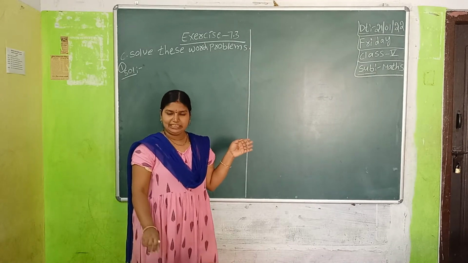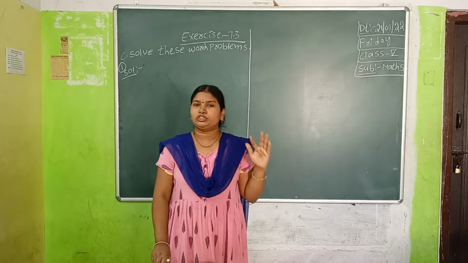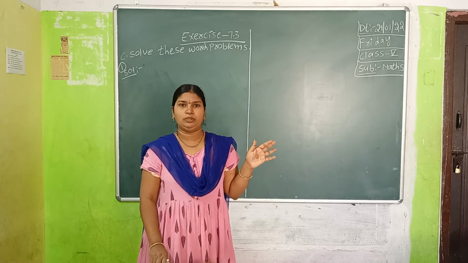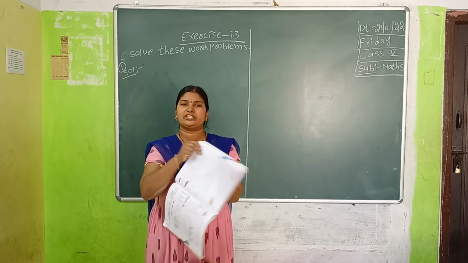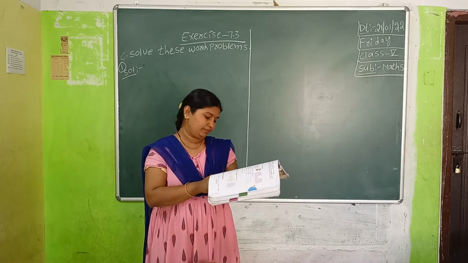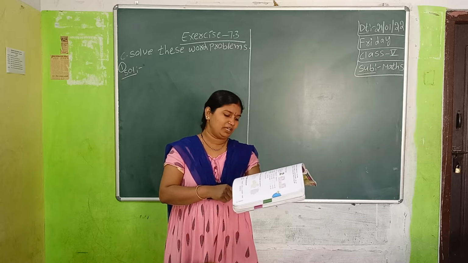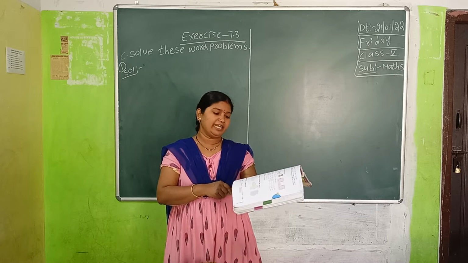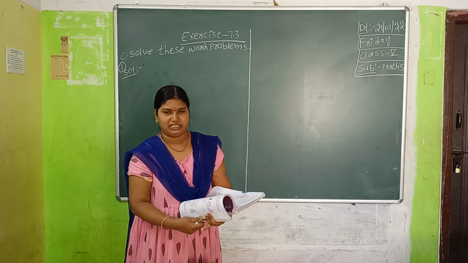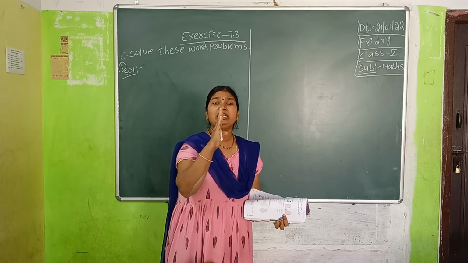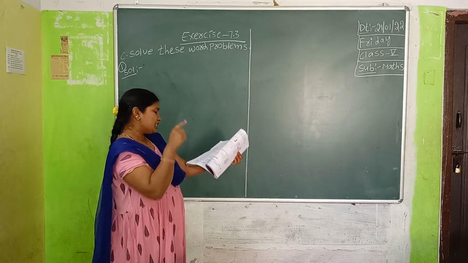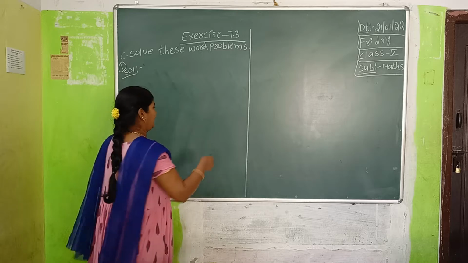See it. In that, the first question, I am not writing on the board. Just open your textbook and see the question. I am reading the question. Find the area of a square piece of land of side 25 meters. They gave only one side of the square piece of land.